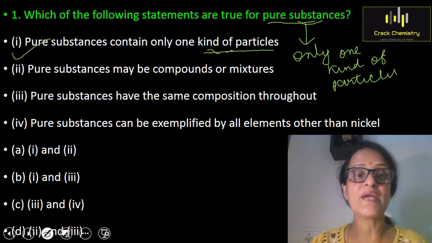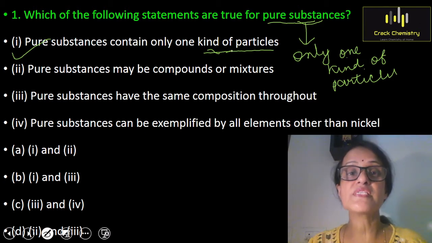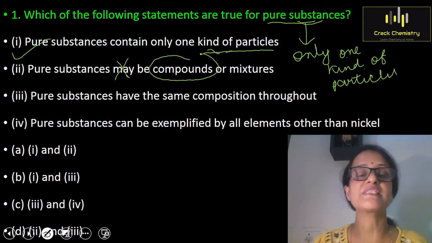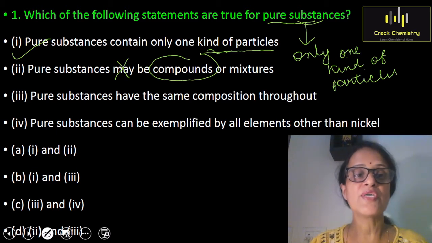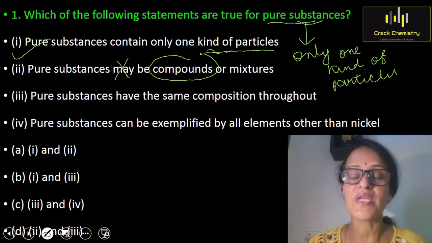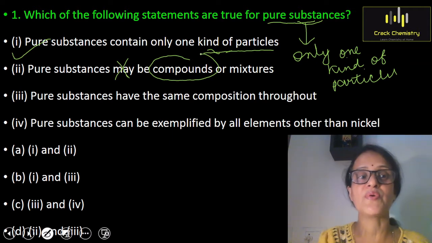Second option is that pure substances may be compounds or mixture. Children, this is a wrong option because pure substances may be compounds but mixtures are not considered as pure substances. Then third option is pure substances have the same composition throughout. This is a correct statement because pure substances always have the same composition throughout. So third option is also a correct option.